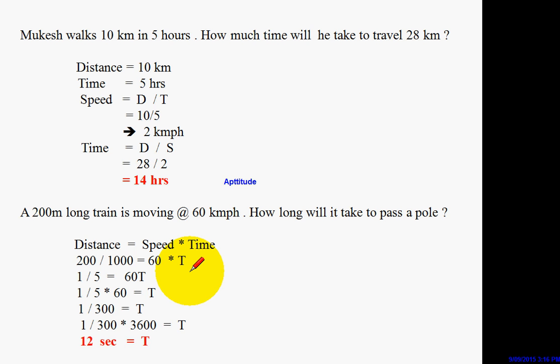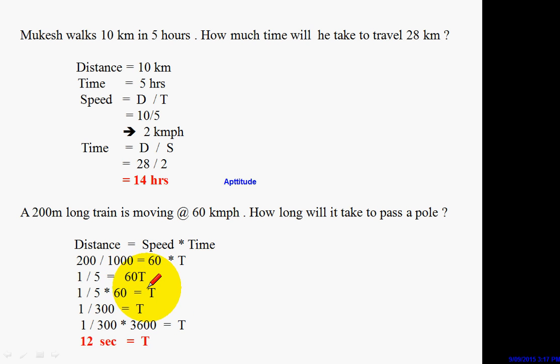So distance is equal to speed into time. Distance is given in meters and the speed is given in kilometers per hour, so we have to convert meters to kilometers. 1 kilometer is equal to 1000 meters. So 200 meters by 1000, I have to divide so that I can convert meters to kilometers. That's why I have divided 200 by 1000 for conversion, which is equal to speed 60 into time. Simplifying, 1 by 5 equals 60t.